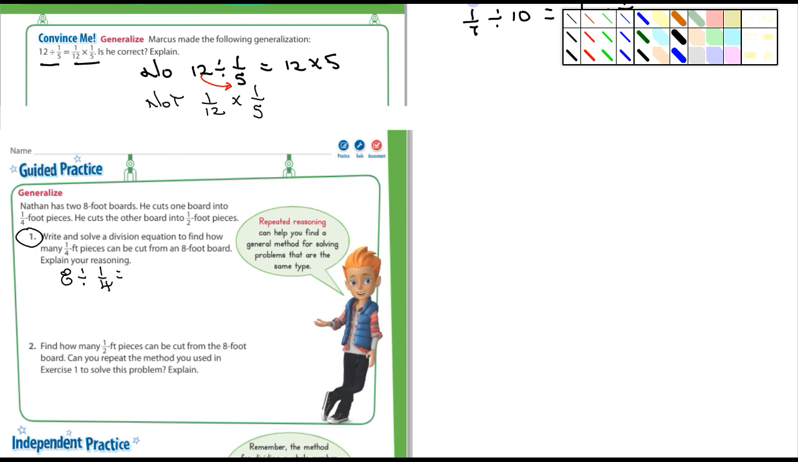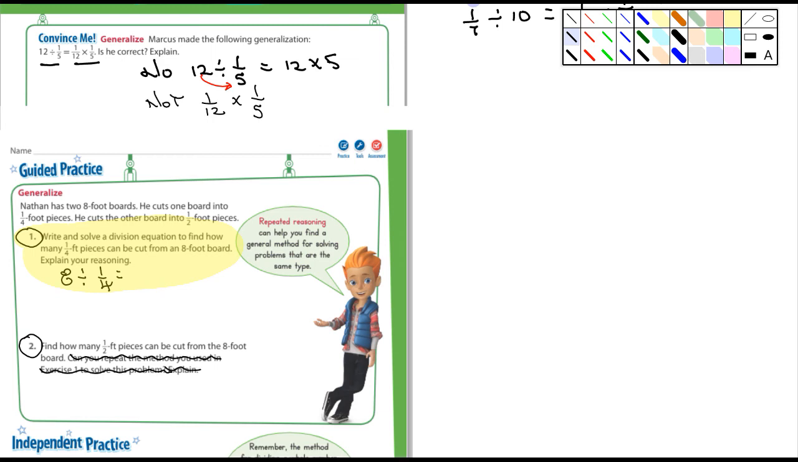So I want you guys to do this one. That's the first one I'll ask about in Classcraft. And then the second one, find out how many 1/2 foot pieces can be cut from an 8-foot board. Okay. I'm not worried about the part asking you to repeat the method used in exercise 1, so I'm going to just scratch that out.